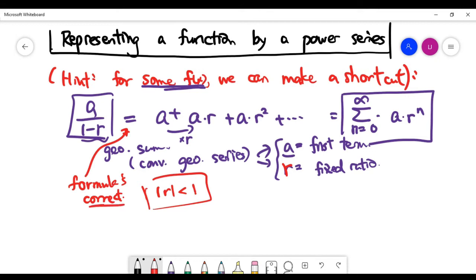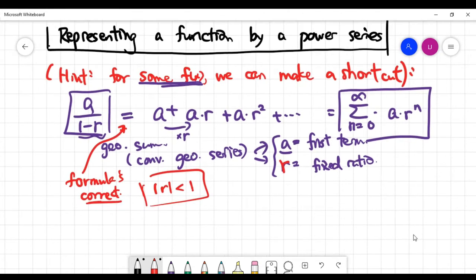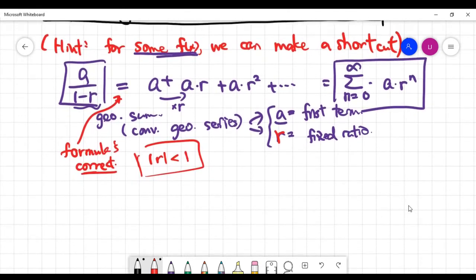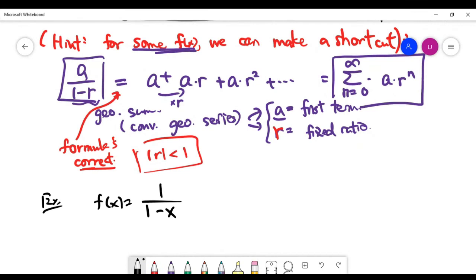And let's try to use this fact to apply to certain f of x, and we can get the power series quite quickly in that case. So please look at the current function f of x equals 1 over 1 minus x, right? And it is actually the same as the left-hand side of this equation. And it's kind of like a is actually 1 now. Please look at what we have here. And the x is actually r, right?